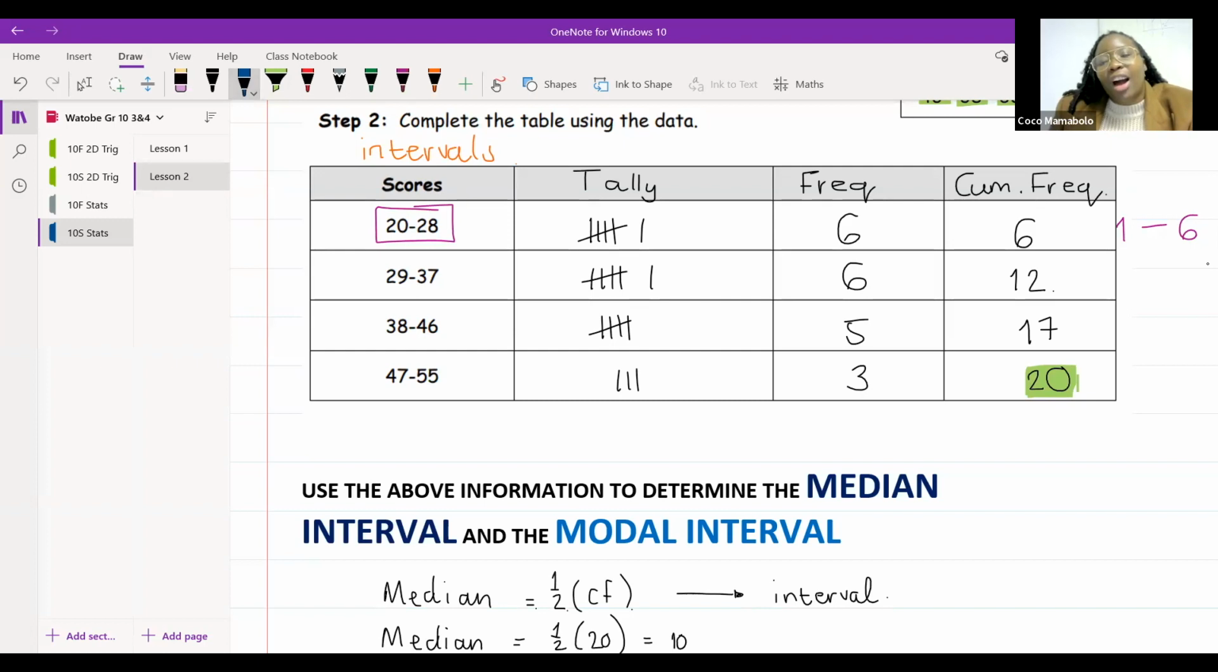Now, if I asked you to find the 7th number, it will not fall here, because here I only have from the 1st number to the 6th number. That means that the 7th number will have to be in this interval, because this is where the 7th number starts, and it goes all the way up to number 12.